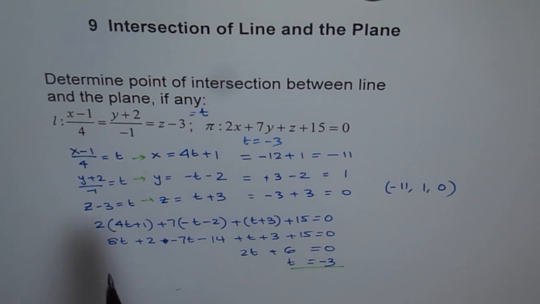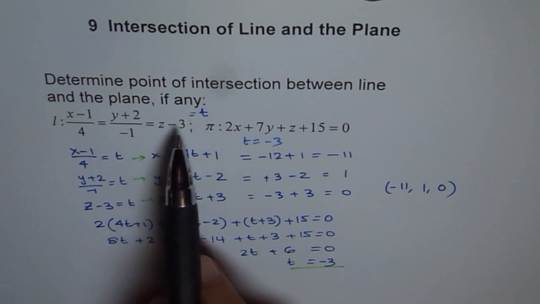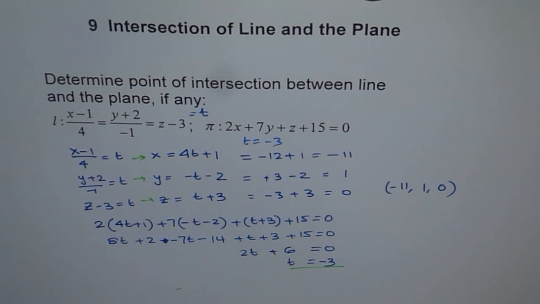So the trick over here is, when you get a symmetric equation, equate it to a parameter and take the help of the parameter to find the point.